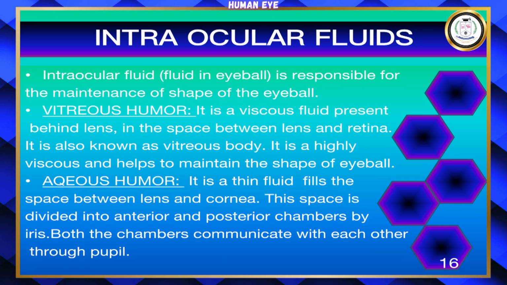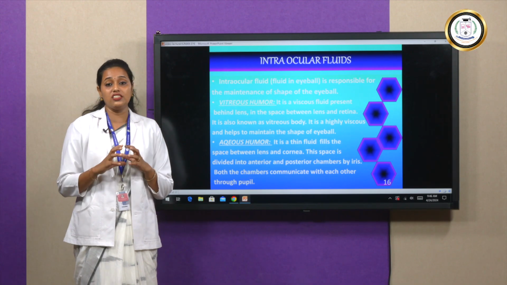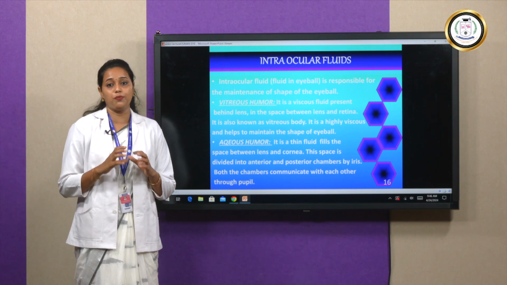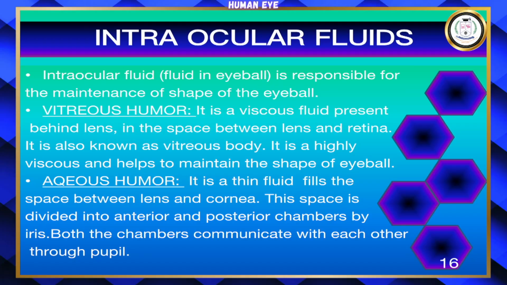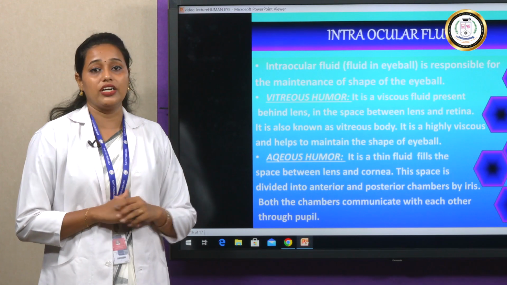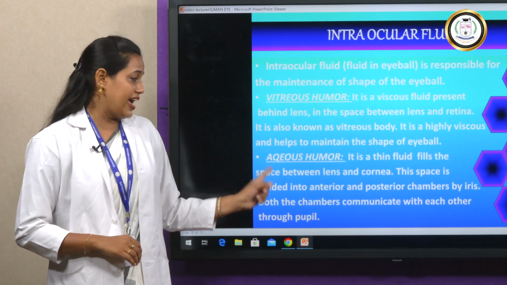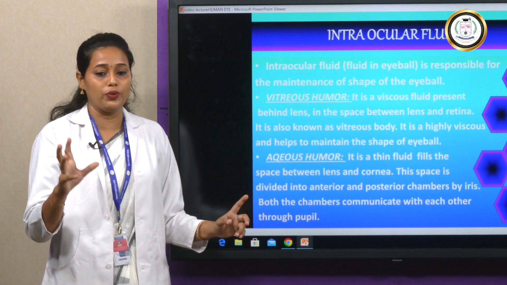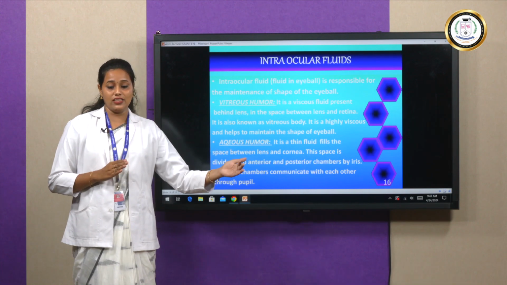Next comes the intraocular fluid. Intraocular fluid is the fluid which is present in the eyeball. This fluid is mainly responsible for maintaining the contour, that is the shape, of the eyeball. We have two intraocular fluids: one is vitreous humour and the other one is aqueous humour. Vitreous humour is a viscous fluid, that is it has a thick consistency, whereas aqueous humour is a very thin fluid.